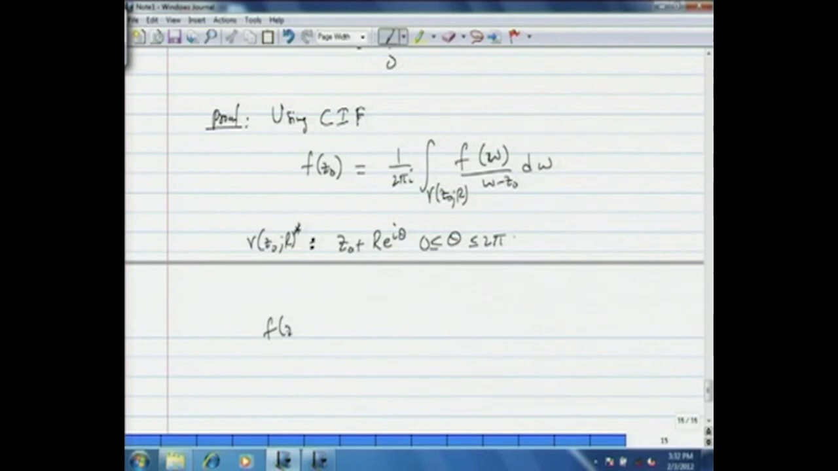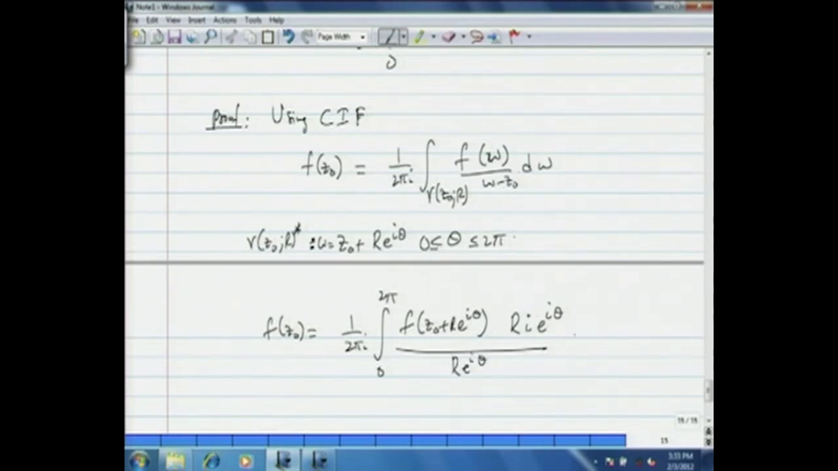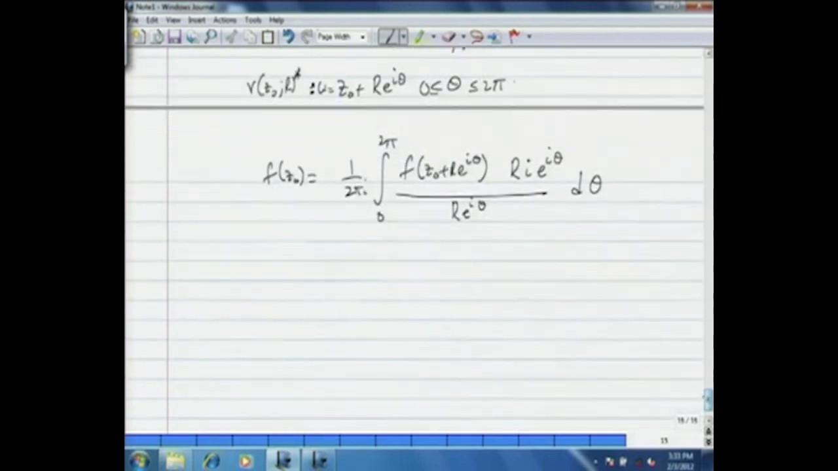So f of z naught is 1 by 2 pi i times the integration from 0 to 2 pi of f of w, where w equals that. So f of w is f of z naught plus r e power i theta, and then dw is going to be r i e power i theta d theta, from the derivative. And w minus z naught is simply r e power i theta. So the i cancels, r e power i theta cancels, and then you have 1 by 2 pi integration from 0 to 2 pi of f of z naught plus r e power i theta d theta. Simple evaluation using Cauchy's integral formula.